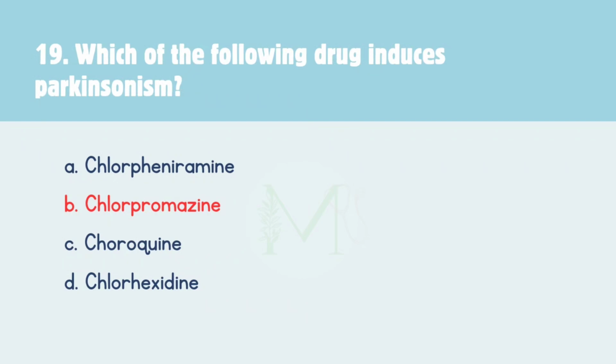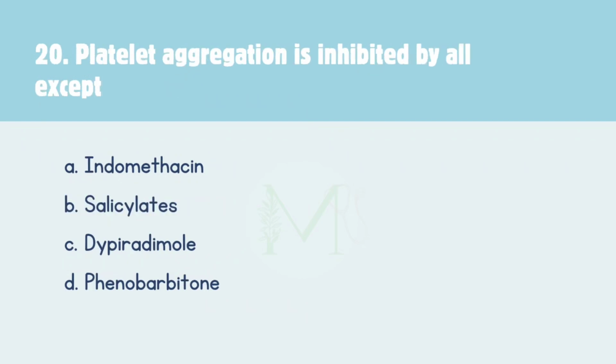Chlorhexidine is also incorrect because it is an antiseptic used for mouthwashes and skin disinfection. So typical antipsychotics like chlorpromazine block dopamine receptors, which causes drug-induced Parkinsonism. Moving on to the next question.